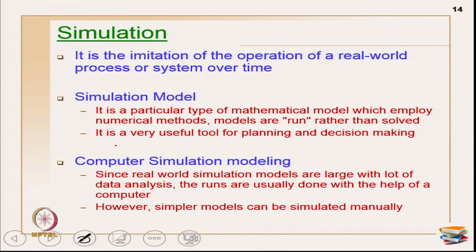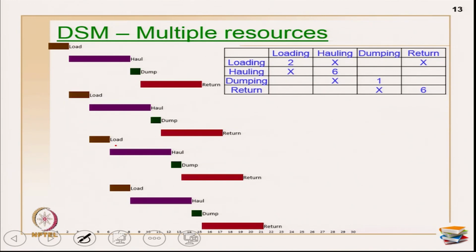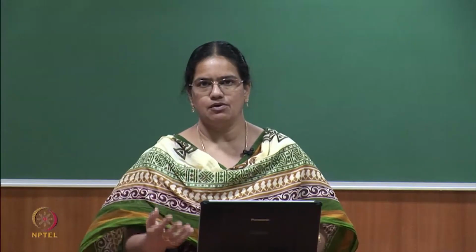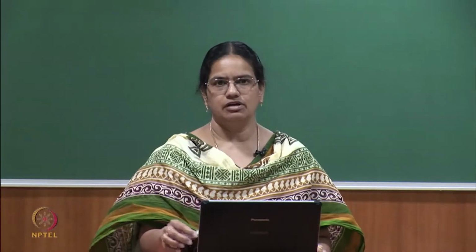Okay. Now, whenever you say simulation model, primarily people say it is a computer simulation model and associate the word computer with the simulation. This implies that since real world simulations are very large with a lot of data analysis and inputs, the runs are not possible without the help of a computer. For example, even in the previous example, you can't do this manually. Suppose 20,000 meter cube of earth has to be cut and every time 10 meter cube of earth can be loaded onto your dump truck. If you want to calculate this, then it is very difficult to do manual calculations unless you want to do some analysis like this.